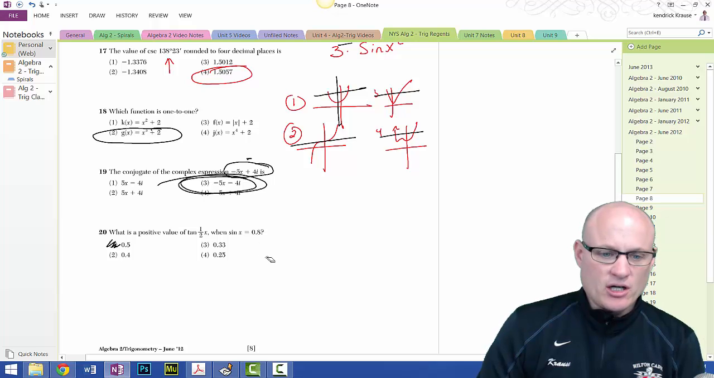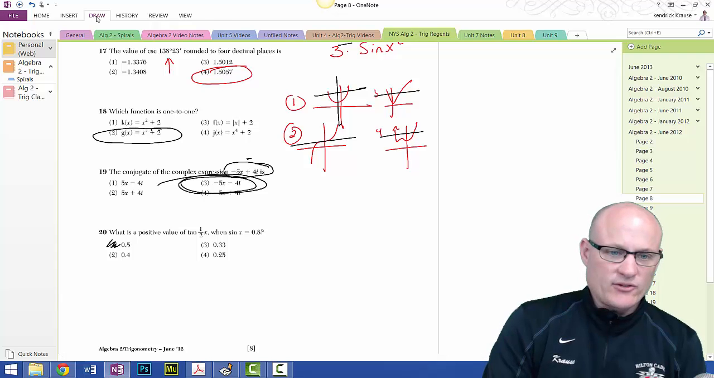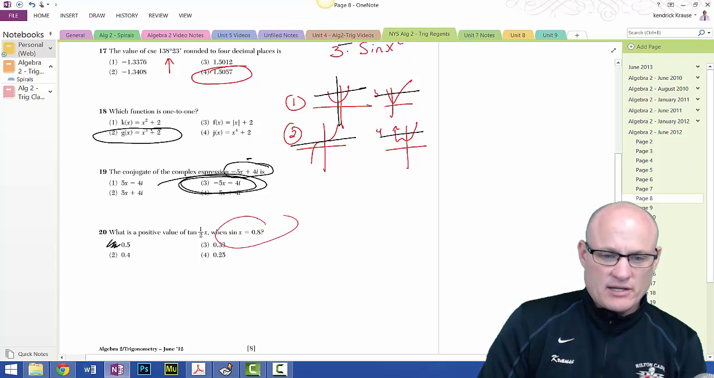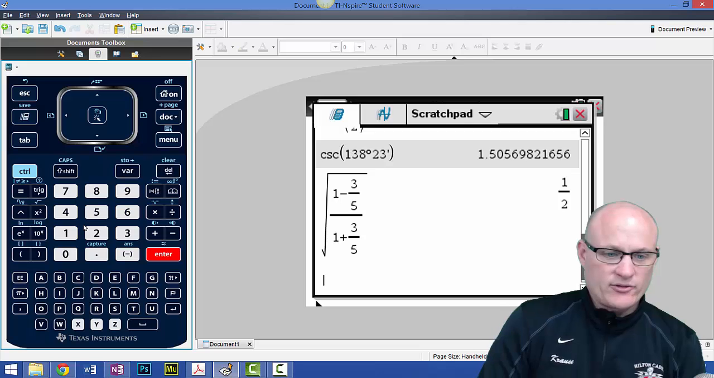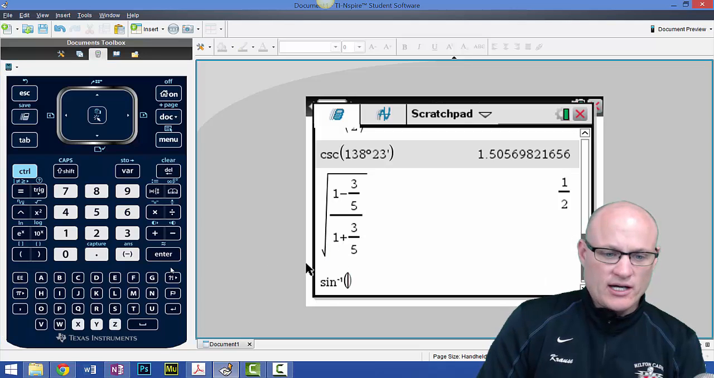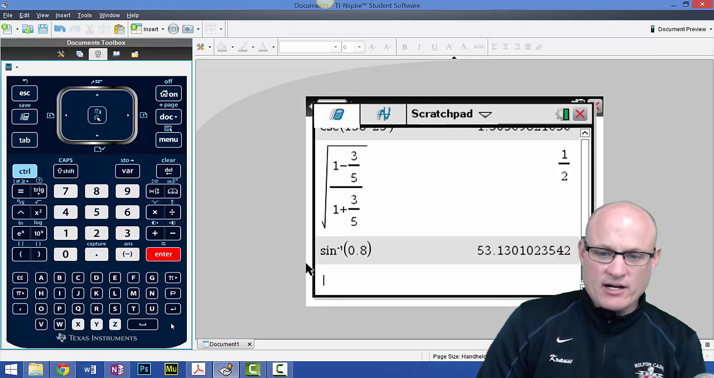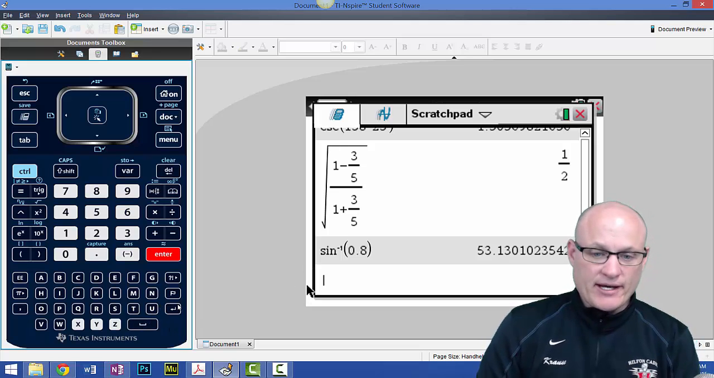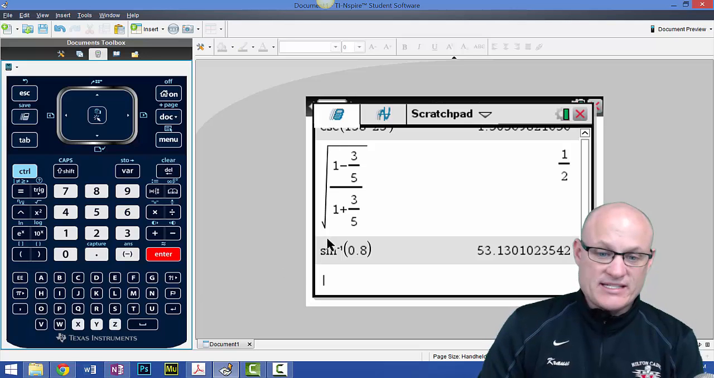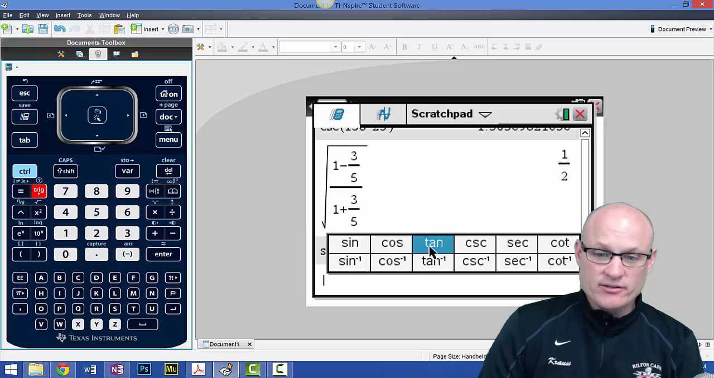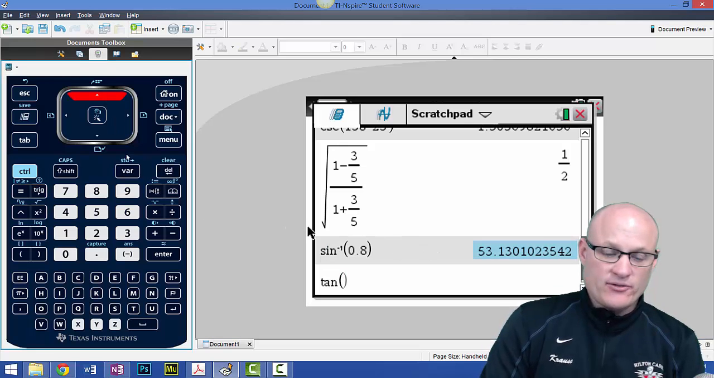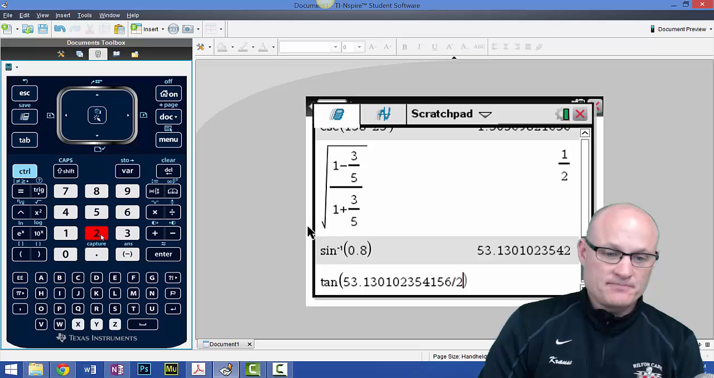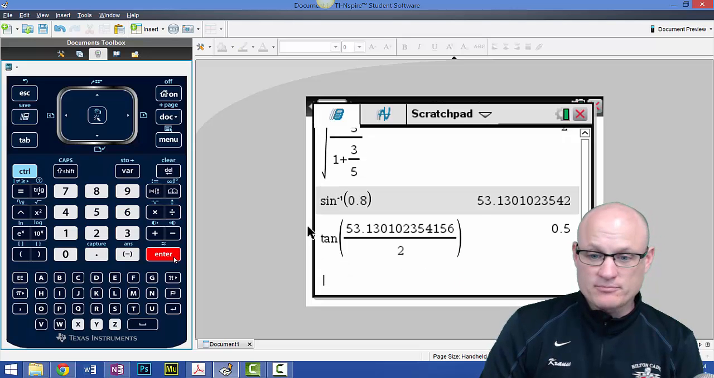I could have said, all right, let's figure out what x is by doing the inverse sine of 0.8. So I'll do inverse sine of 0.8. And I figure out that it's that angle, 53 point something. And then I say, okay, I want to figure out what the tangent is of half of that. So I'll do tangent of this divided by 2. See if it works. 0.5, there it is.